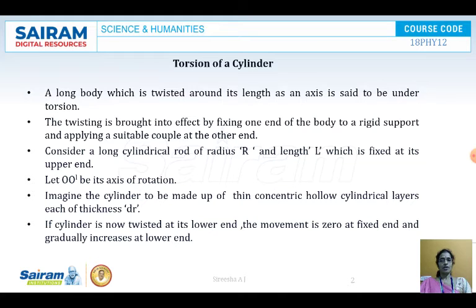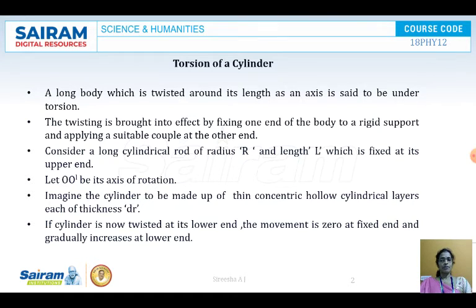That means a body which is twisted around its length as an axis is said to be under torsion. The twisting is brought into effect by fixing one end of the body to a rigid support and applying a suitable couple at the other end. That means the upper part of the long body is fixed and the lower part is allowed to twist. That gives rise to the torsion in a cylinder. That is what it means.